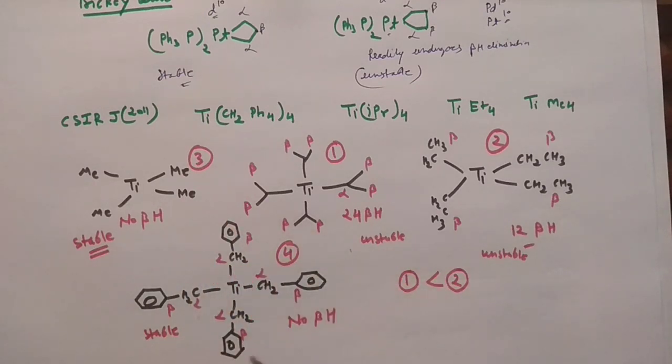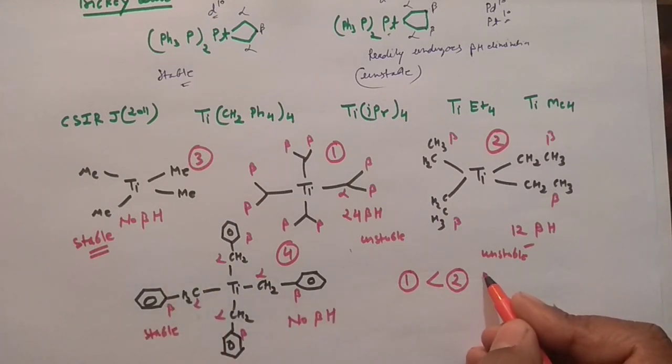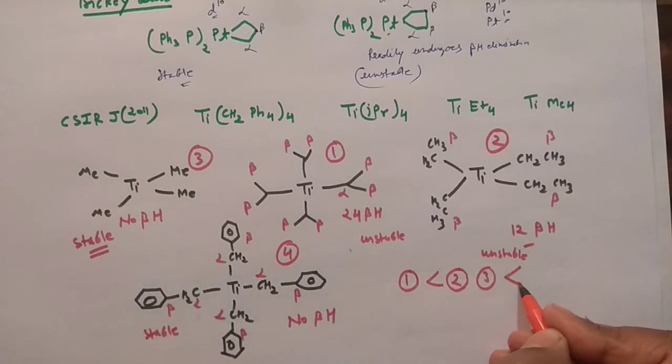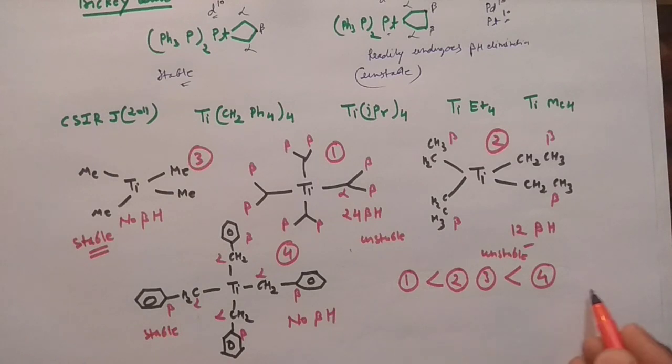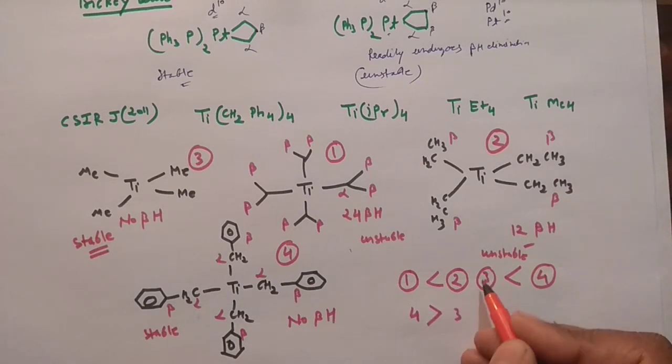But it cannot undergo it. So you can arrange this in the third position, right? So TiMe3, this is 3, and lastly you can put this compound 4. You can write either in that manner or in that manner. 4 is most stable, followed by third, then second, and then 1.